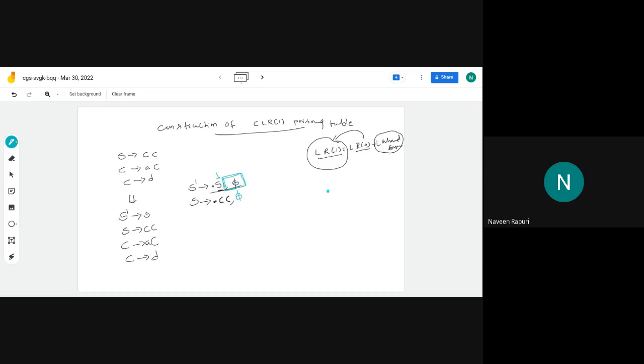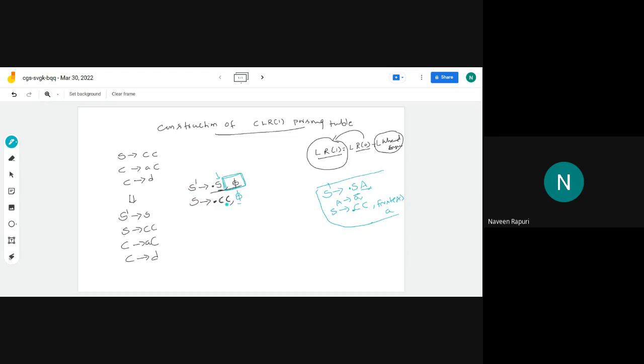Suppose the production is in the format dot S A. Then the look ahead symbol for S is first of A followed by the existing look ahead. For example, if A derives small a, then it is small a. All these things we discussed in the previous class. So this is the way of finding the look ahead symbol for any production.